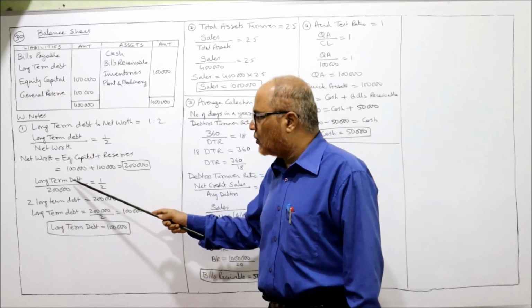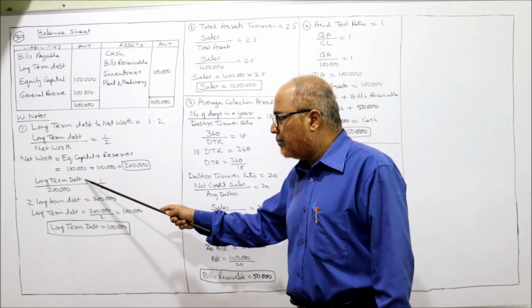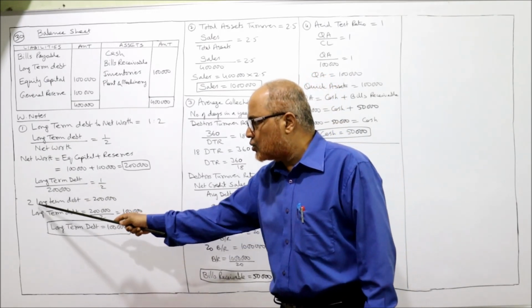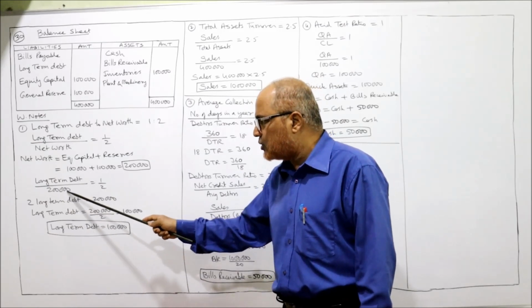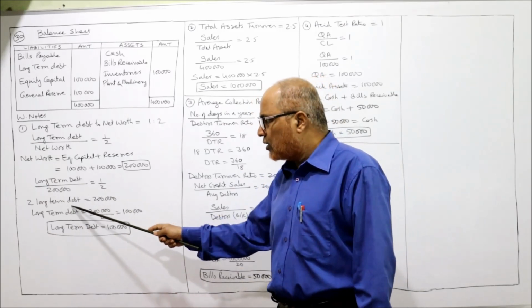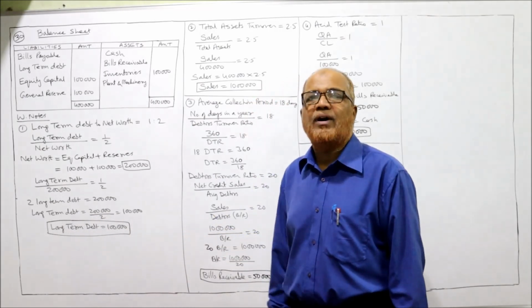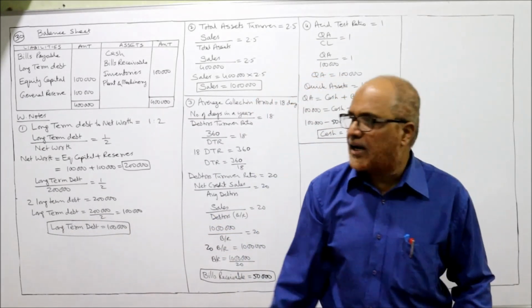Long-term debt we have to find out is equal to 1/2. If I make a cross multiplication, 2 into long-term debt, 2 long-term debt is equal to 1 into 2 lakh, 2 lakh. So 2 long-term debt is equal to 2 lakh, long-term debt is equal to 2 lakh by 2, 1 lakh. One item we got. Which is the item we got?